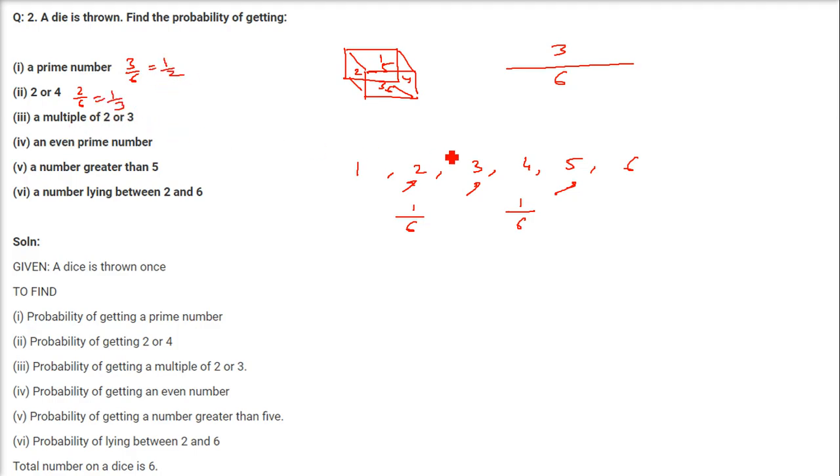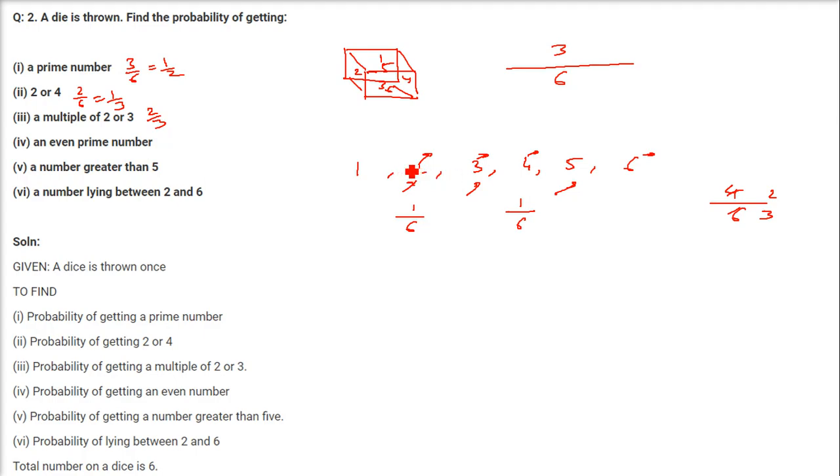A multiple of 2 or 3. So a multiple of 2 is 2, a multiple of 3 is 3, a multiple of 2 is 4, and a multiple of 3 is 6. So 1, 2, 3, 4. 4 possibilities are there. So 4 is the number of favorable cases of getting a multiple of 2 or 3, and the total is 6. So you get 2 by 3.